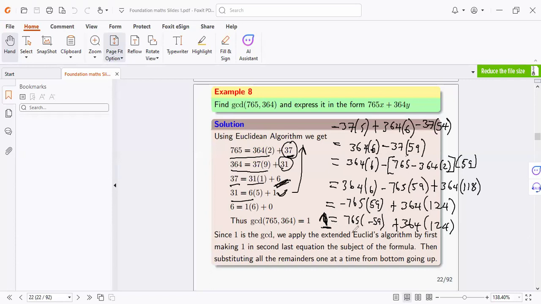So we've written 1 as a linear combination of the numbers we began with. We began with these two numbers, and we finally add that. So 1 is the same as this, multiplied by this, plus 364 multiplied by 124. So this is what we call the extended Euclidean algorithm.